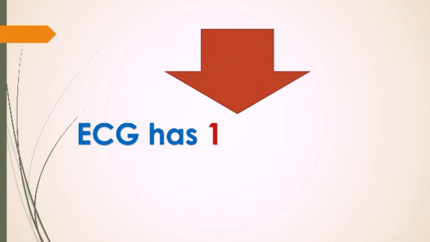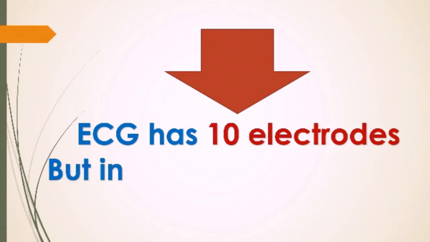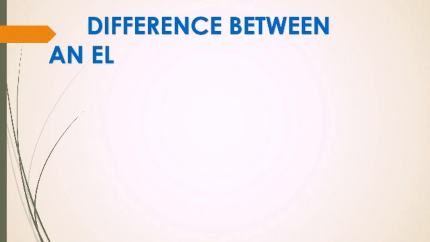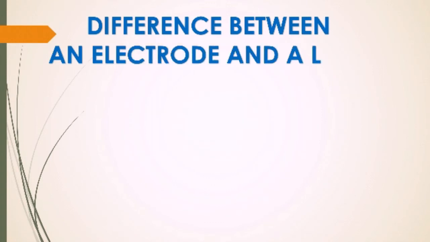So guys, there is something I would like you to know here. The ECG has 10 electrodes. Keep that in your mind. But in ECG we get 12 leads. We're going to see what the difference is between electrodes and leads, and how it comes that we get 12 leads when we have just 10 electrodes.